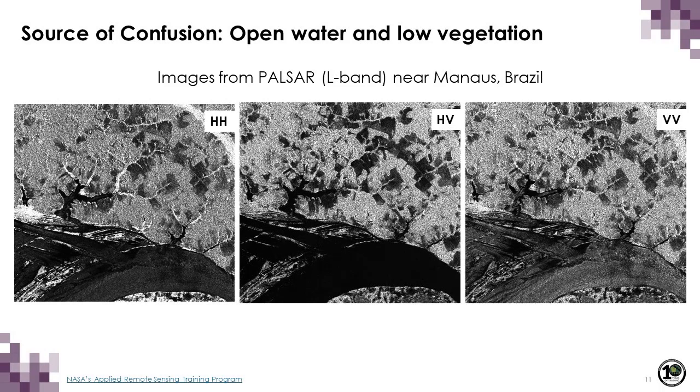One way to clear this up is by using image ratios such as HH over HV. You also note in this example that HH and VV have a much higher sensitivity to roughness on the water surface due to, for example, wind. And you can see that in HV, open water is very, very dark. It's much darker than in HH and VV. So strictly to identify just open water, HV is the better polarization.